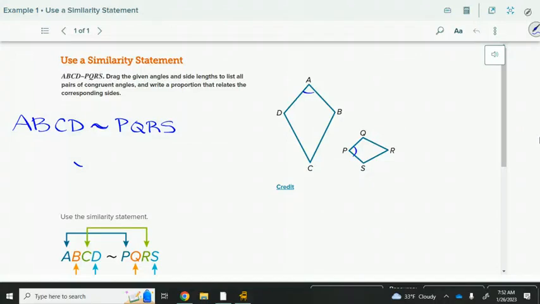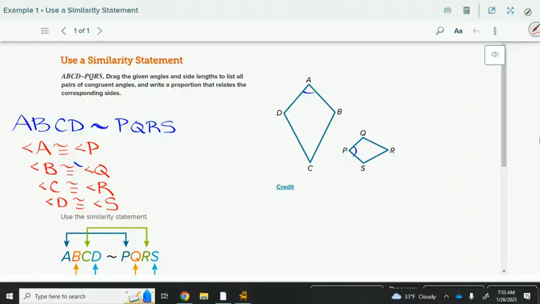The first thing we're going to do is list all of the angles that are equal to each other. You can look at the picture, but you can also just look at the order of this statement. So I know angle A has to be congruent to angle P. Angle B, second letter, has to be congruent to angle Q. Angle C has to be congruent to angle R. And then last letters, angle D has to be congruent to angle S. So that's the first thing you'll do: list all of the angles that are equal, and you can just go by the order.